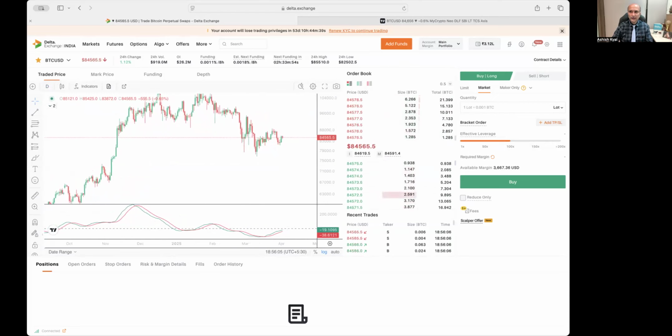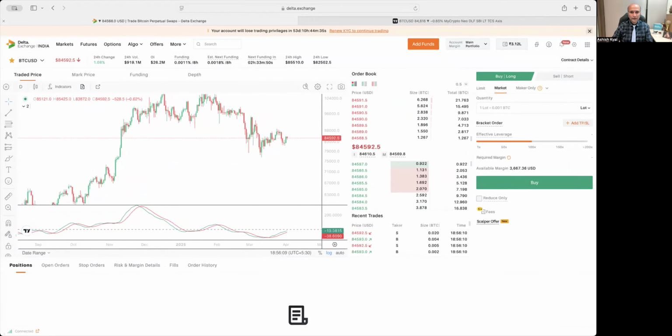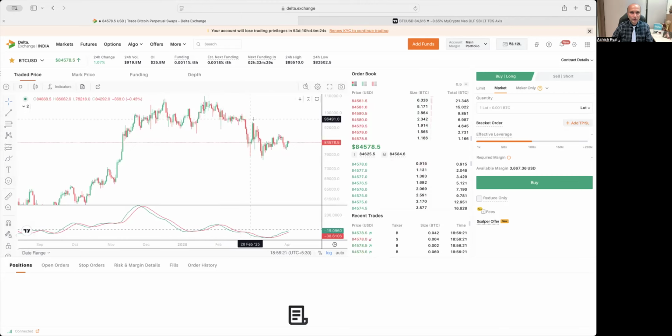If you are looking at this screen and this chart right now, you can very clearly see that there has been a movement from the upside here. This is a daily time frame chart of Bitcoin. From this level, there has been a movement on the downside.